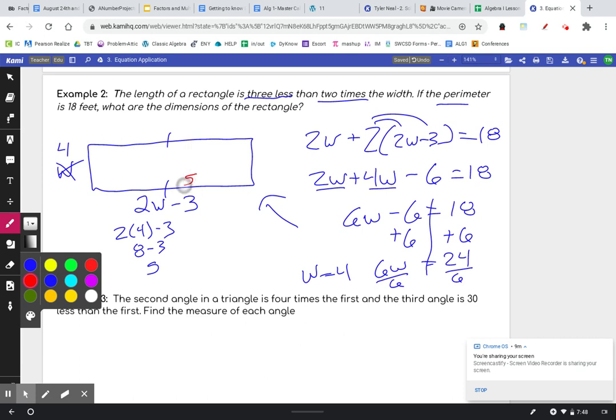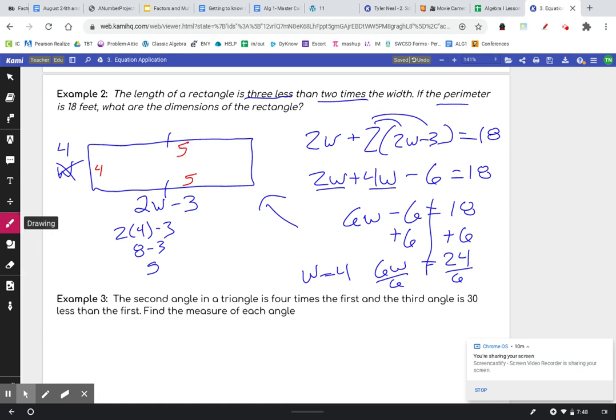Let's use red here. It should be 5 and 4, right? And we know that the perimeter is 18, so let's check our math, right? If this side's 5, this side must be 5, and this side must be 4. Well, 5 plus 5 is 10, plus 4 is 14, plus 4 is 18. So we can say something like the width is 4 and the length is 5, and it matches up with the information that was given. Very nice. All right. Moving on.